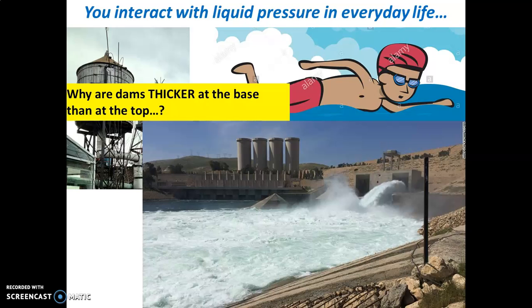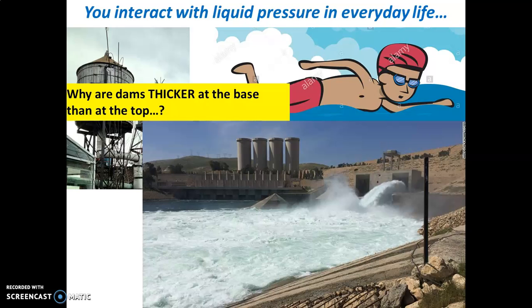It's therefore experiencing a greater amount of pressure from the water. It's experiencing more water pressure because there is a greater weight of water molecules exerting a force onto the dam. It has to be thicker at the base to withstand the larger force being exerted onto the dam itself, because it is deeper in the water.